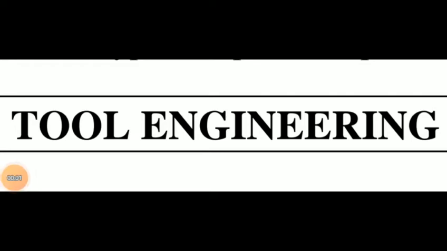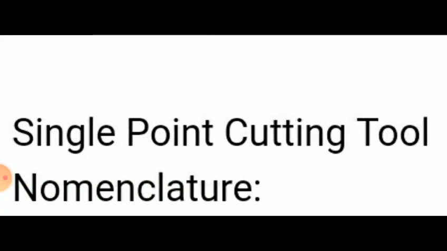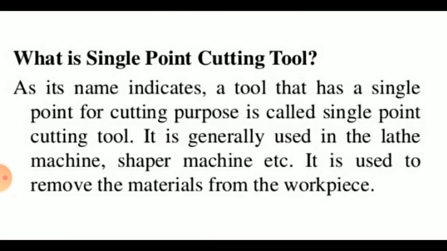Good morning. Today we will discuss tool engineering, in which we will study the nomenclature of the single point cutting tool. So first of all, we will see what a single point cutting tool is. As the name implies, a tool that has a single point for cutting purposes is called a single point cutting tool. It is generally used in the lathe machine, shaper machine, etc. It is used to remove material from the workpiece.